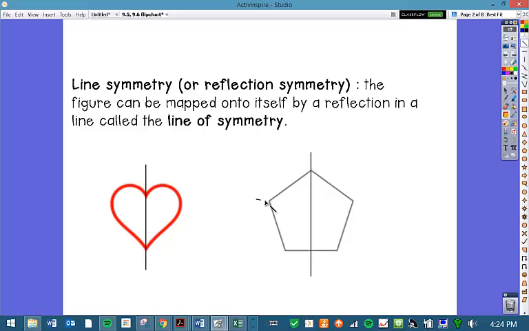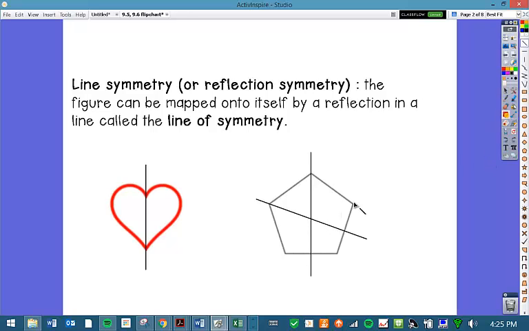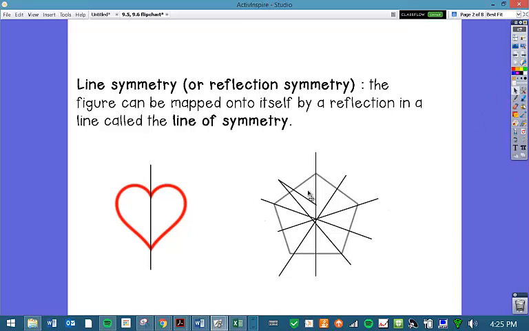So this pentagon has 1, 2, 3, 4, 5 lines of symmetry. I kind of messed up the counting, but this pentagon has 5 lines of symmetry.